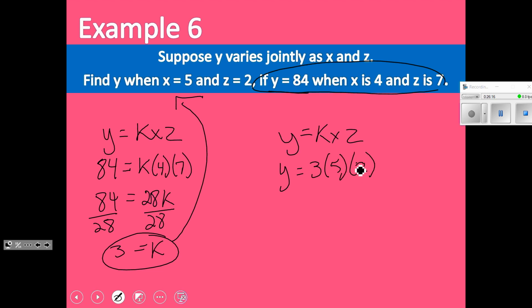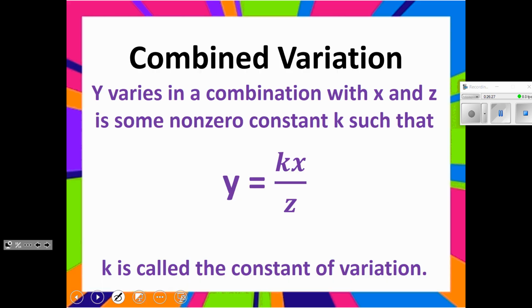All right. So what do we end up with? 30. Any questions? How many got 30? Good. All right, so here's where I'm going to leave you for lunchtime. I'll let you go ahead and copy that down, and we'll talk about combined when we get back from lunch.